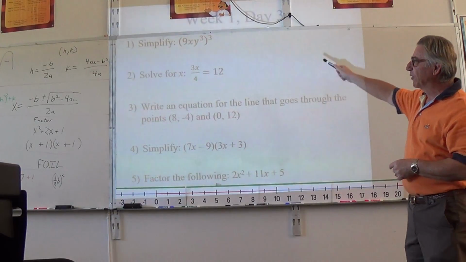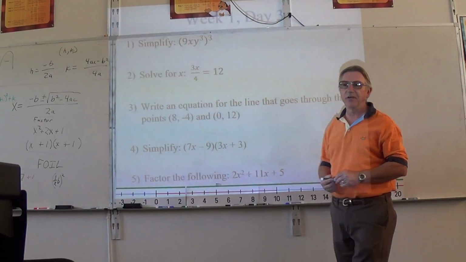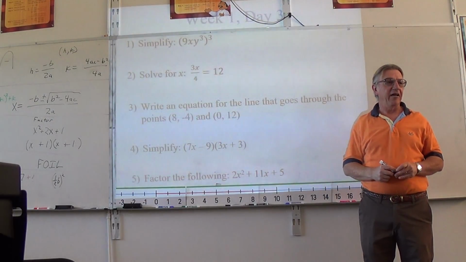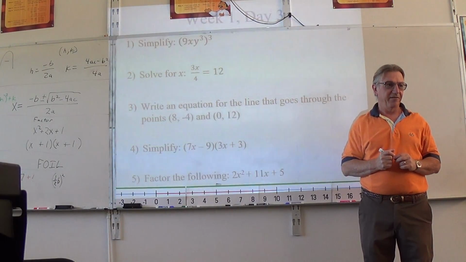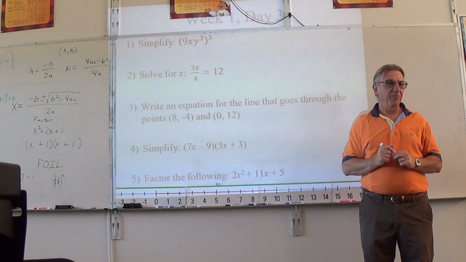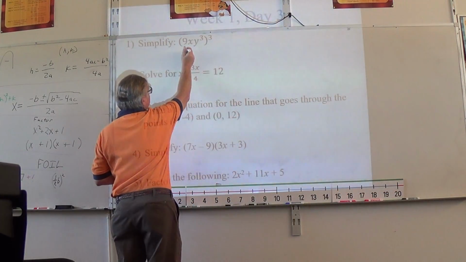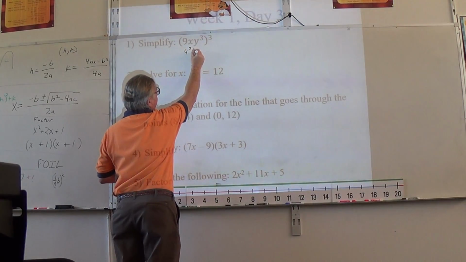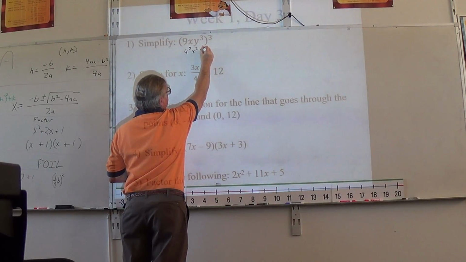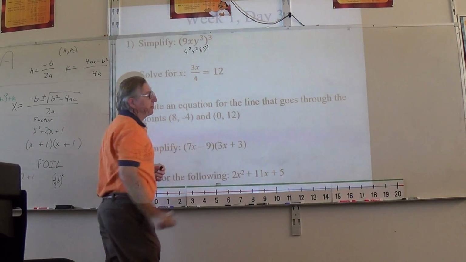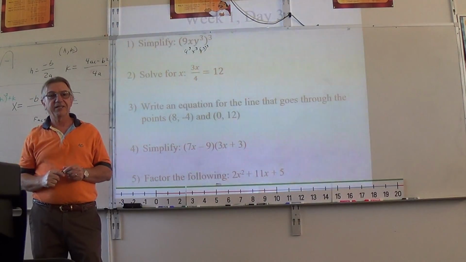So what do we have to do with number one? To simplify, because we have the 3 outside the parenthesis, that means we're going to have to cube everything inside the parenthesis. Right? So simplifying, it's going to make it 9 cubed, x cubed, y cubed cubed. Right?